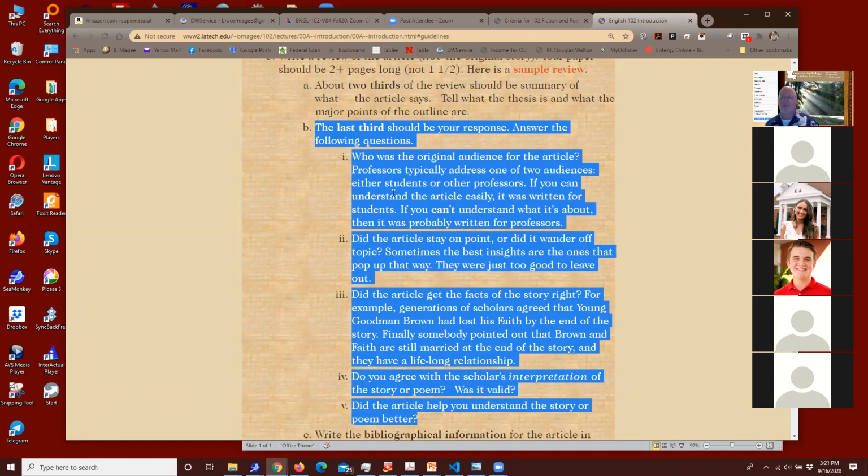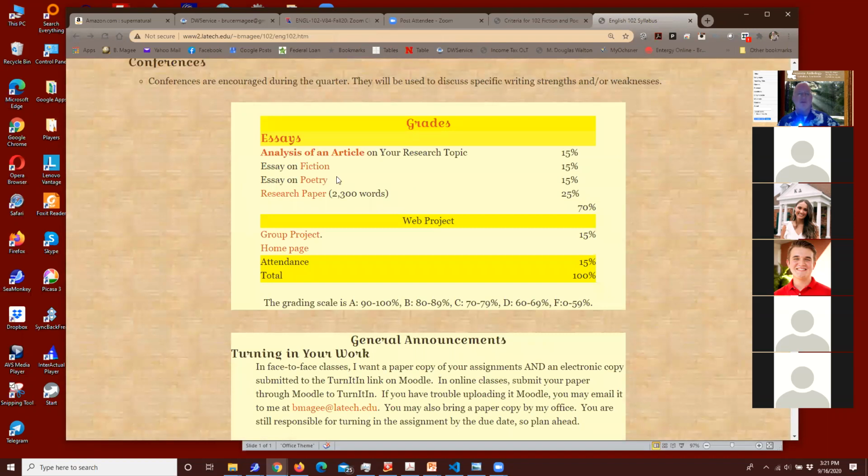All right, anything else? How long is the paper supposed to be? What's that? How long is the research paper supposed to be? Let's see, they've got a set length, 2,300 words. And Word will do a word count. If you're doing it in Google Docs, I'm sure they will too. I don't know anything about Google Docs.